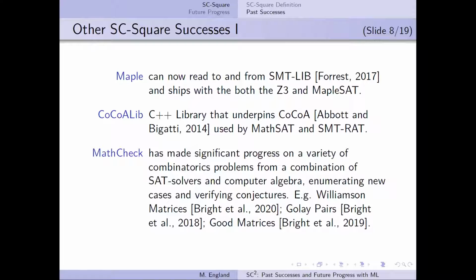And another system I'd like to mention is the MathCheck system, which uses a combination of computer algebra and SAT solvers to make progress on check and verify combinatorics problems. And it's been applied to a variety of different combinatorics problems in the last few years. I'll give you some of the references there.